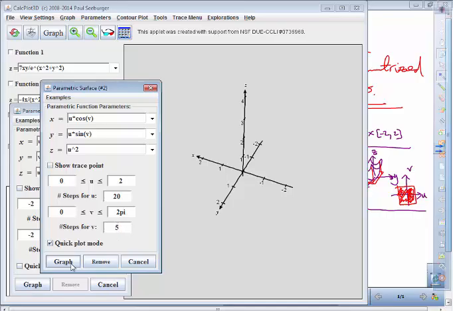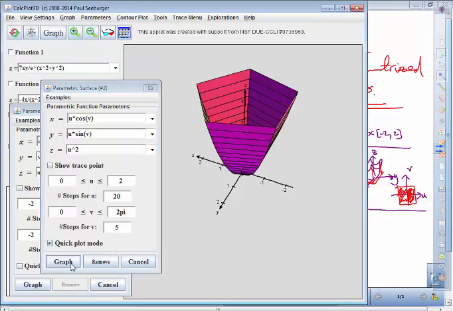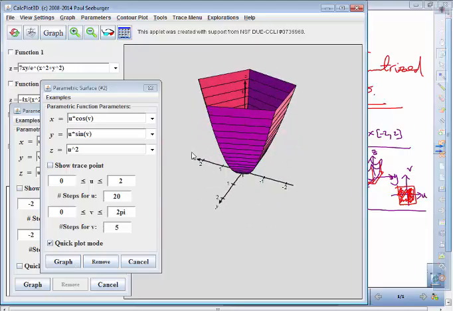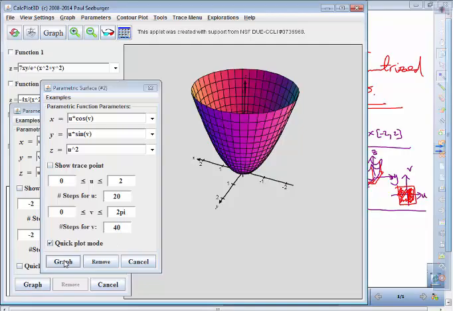So errors are actually good because you know what you're doing wrong. With steps of 5, you get this pentagon shape, but that just means it's trying to go around 2 pi in 5 steps, and it's sampling those to draw. The more steps we have, the smoother it's going to be.